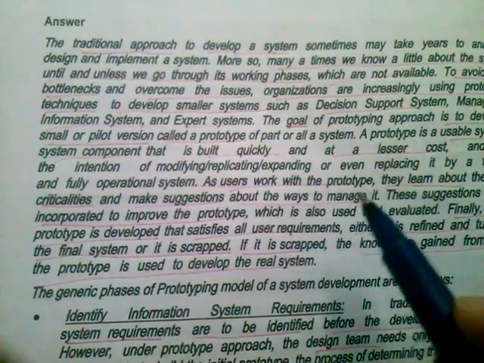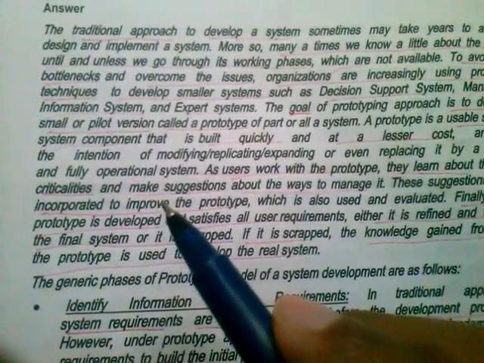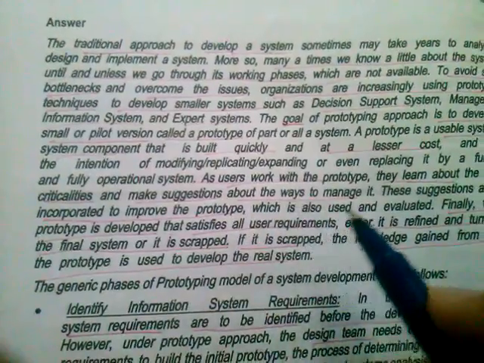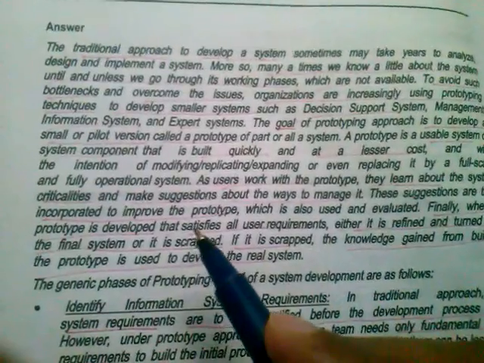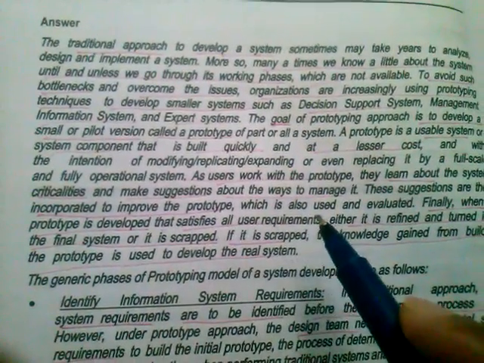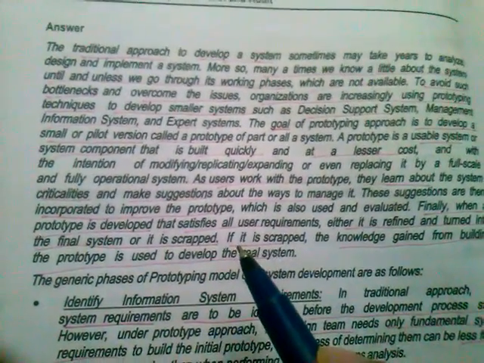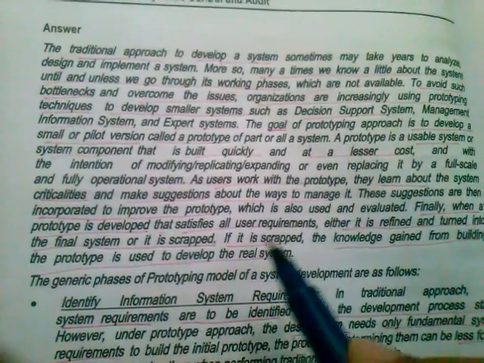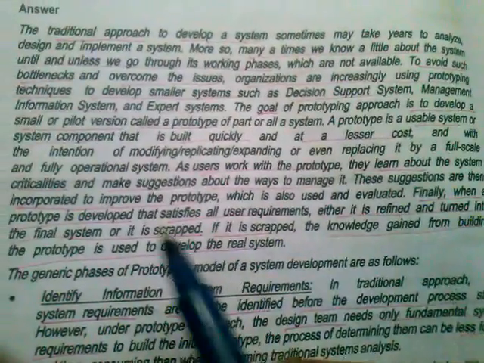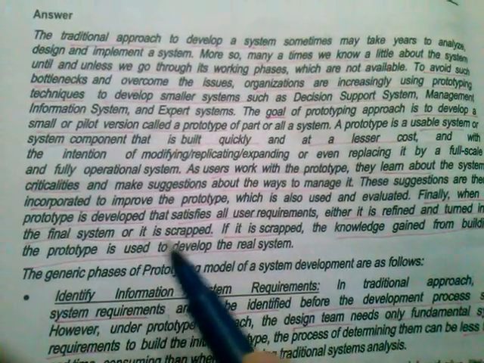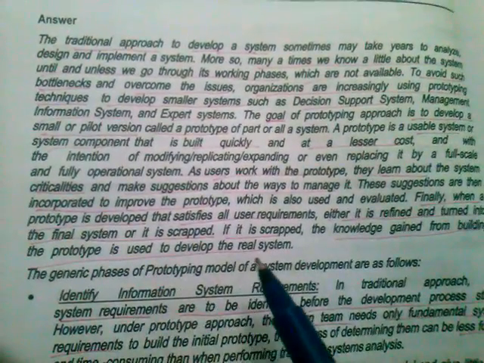As users work with the prototype, they learn about the system criticalities and make suggestions about ways to manage it. These suggestions are then incorporated to improve the prototype, which is also used and evaluated. Finally, when a prototype is developed that satisfies all user requirements, either it is refined and turned into the final system or it is scrapped. If it is scrapped, the knowledge gathered from building the prototype is used to develop the real system.